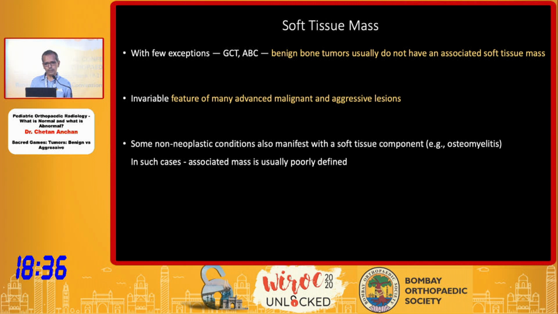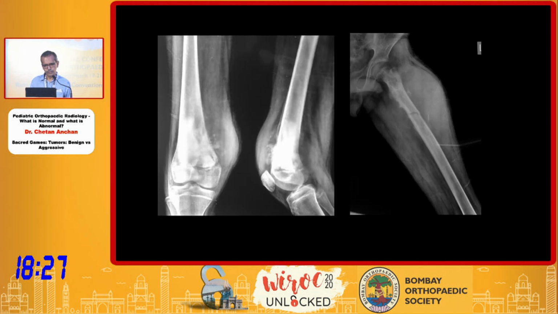You should also remember that some non-neoplastic conditions may also have a soft tissue component, especially osteomyelitis. So these are the X-rays of distal femur osteosarcoma and a proximal femur Ewing sarcoma where you see a large soft tissue swelling.